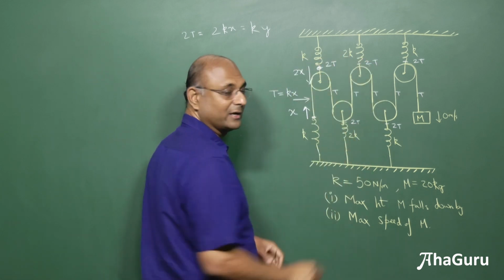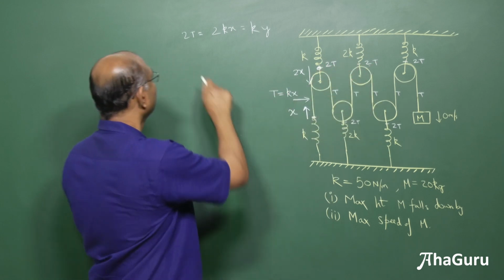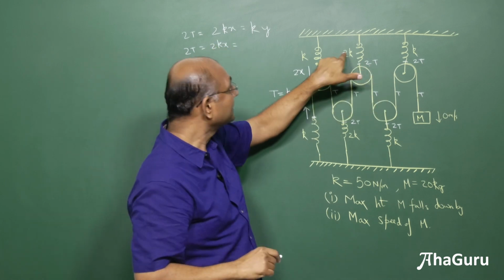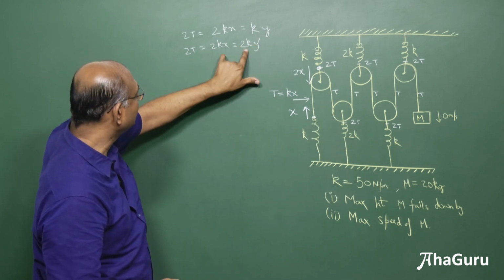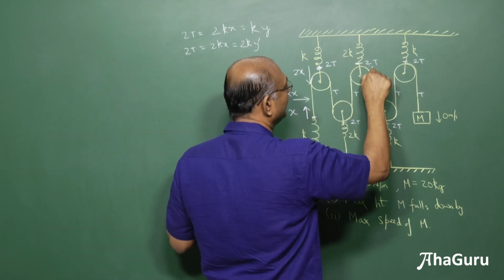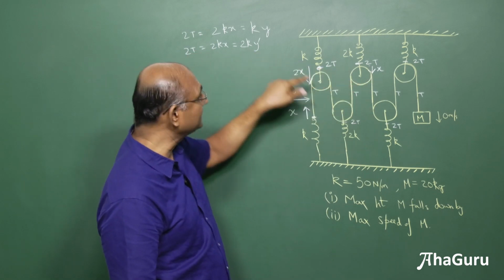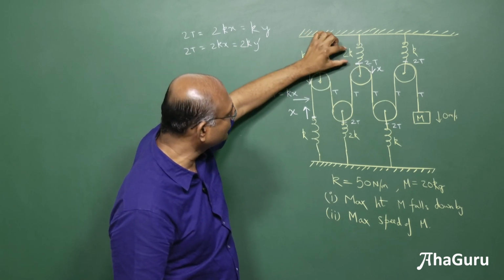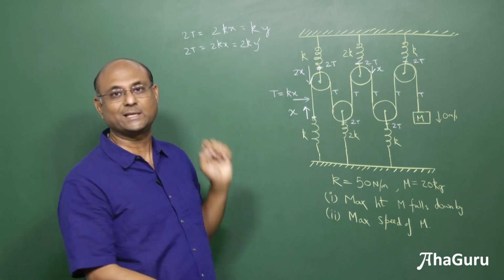Now let us come to this fellow. Here what is the tension? 2T. T is Kx. So 2T, which is 2Kx, must be 2K times Y dash. So if I cancel this out, you can see that Y dash must be equal to X. So this fellow here is coming down by X. Why is this coming down by 2x and that by x? Because this is K spring and that is 2K spring. So to give you a tension of 2T, you just need an extension of x here, whereas to give you a tension of 2T, you need an extension of 2x here.